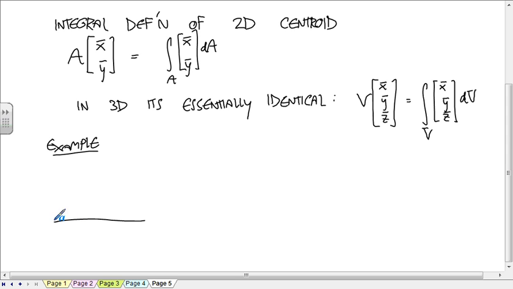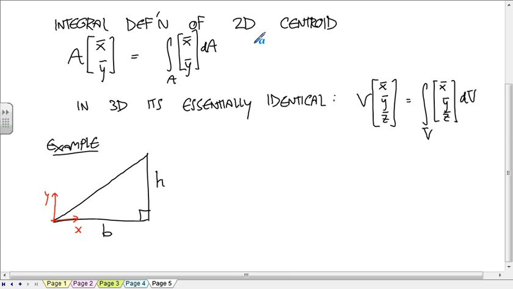So let's say that we have a triangle, and let's say that it's a right triangle. Let's say that we have a general width b and a general height h. And let's put the coordinate system over here and calculate where the centroid of this is.